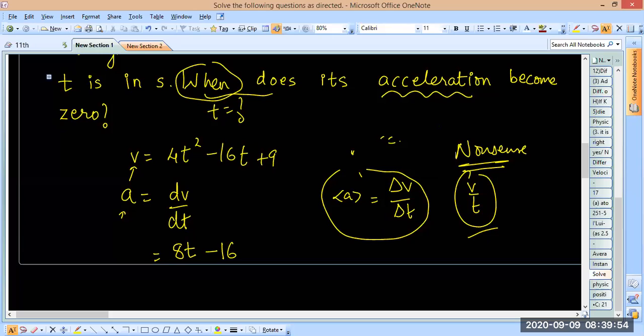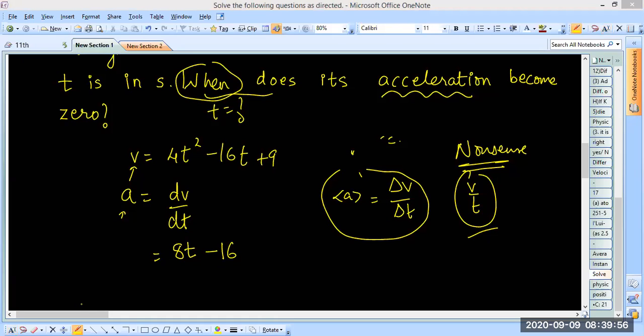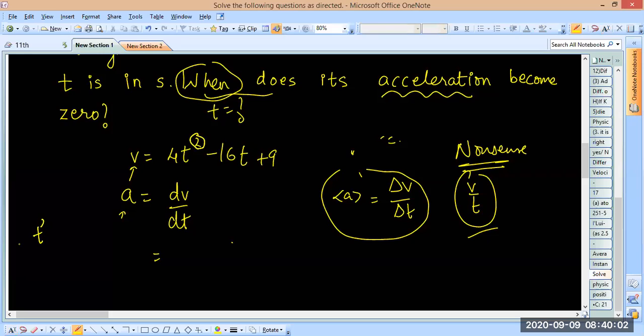Again, this is t square, right? So the differentiation of t square, that is d t square by dt, will become 2t. So 4 as it is into 2t, because 4 is a constant, we kick it out. Like this, you will get 8t minus 16.